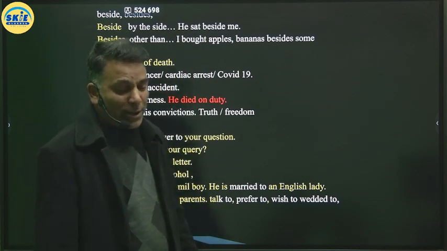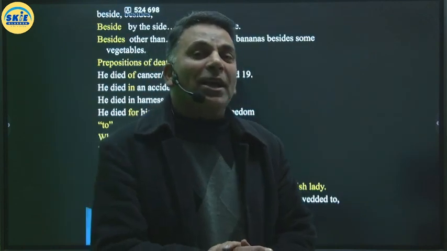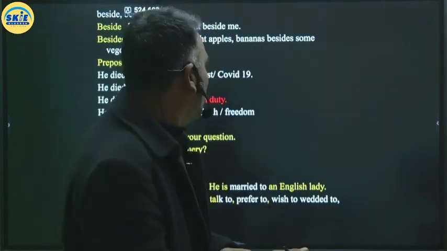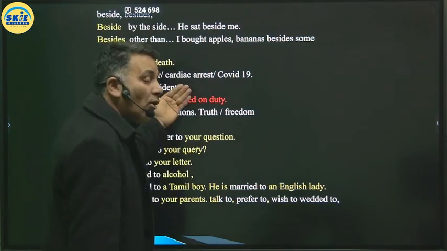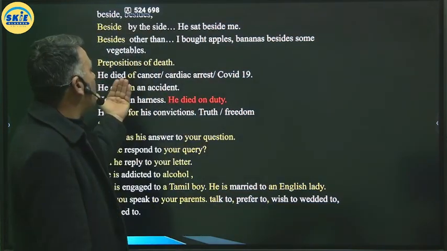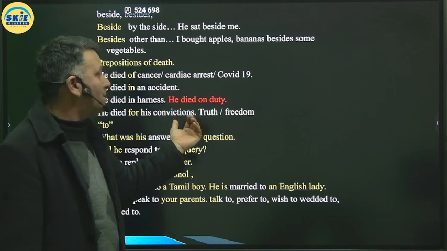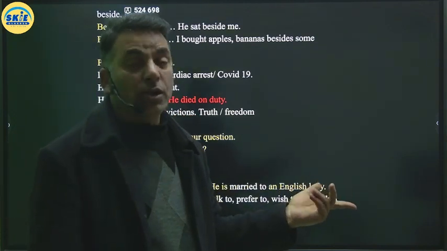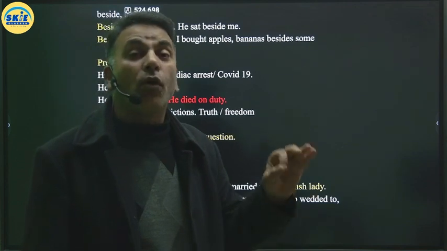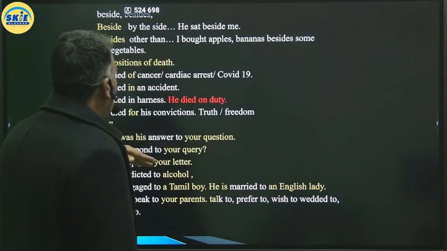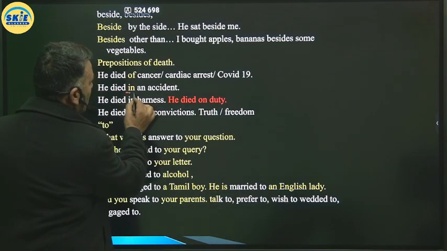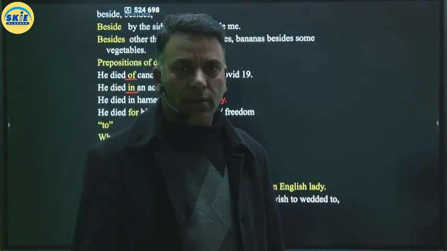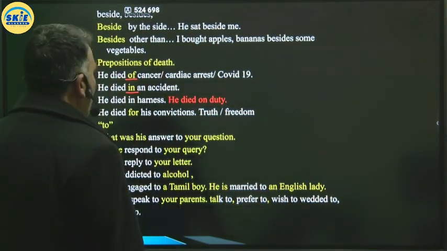Now, boys and girls, even death has some multiple prepositions. For example, he died of cancer. He died of cardiac arrest. He died of COVID-19. Right? Died of, when somebody dies of a disease. Right? But he died in an accident. He died in an accident. Right?